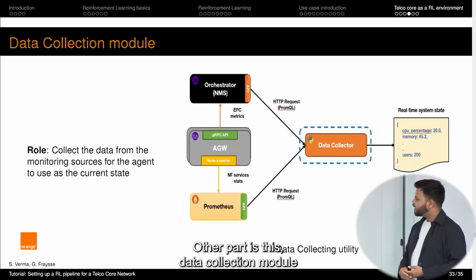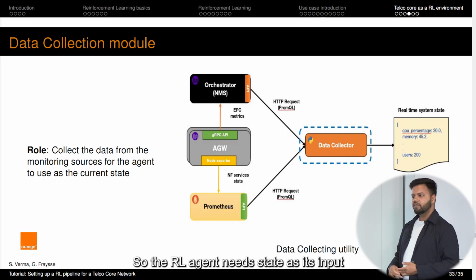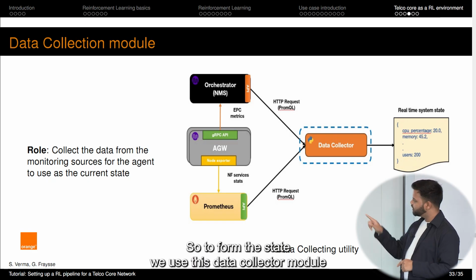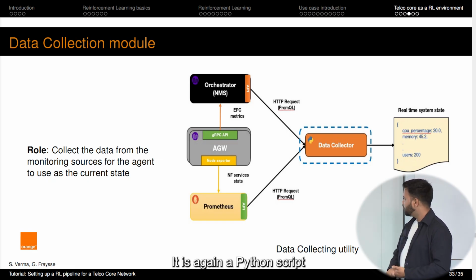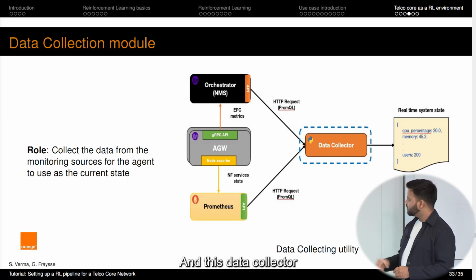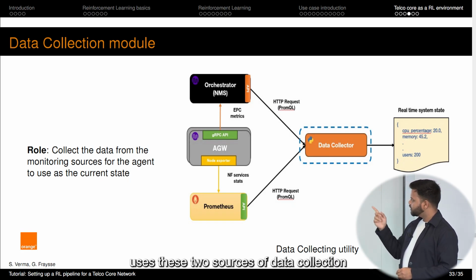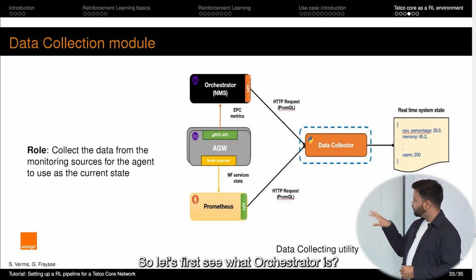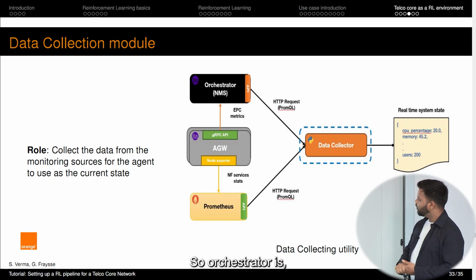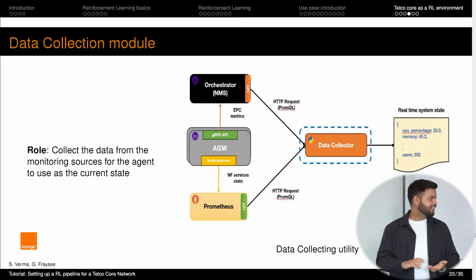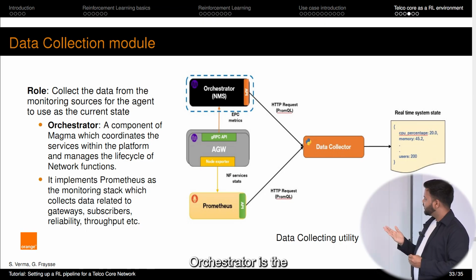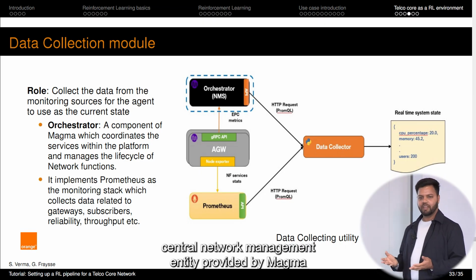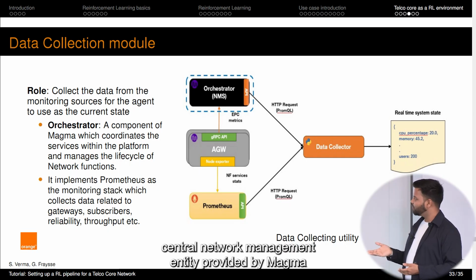The other part is this data collection module. The RL agent needs state as its input. To form the state, we use this data collector module. It is again a Python script, and this data collector uses two sources of data collection, orchestrator and Prometheus. So let's first see what orchestrator is. Orchestrator is the network management entity provided by Magma.